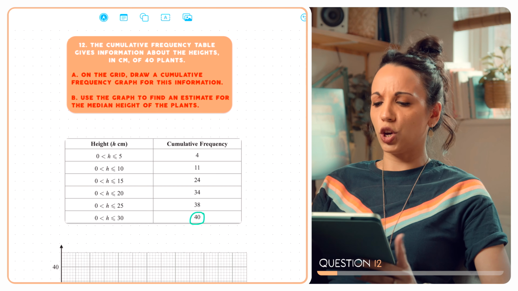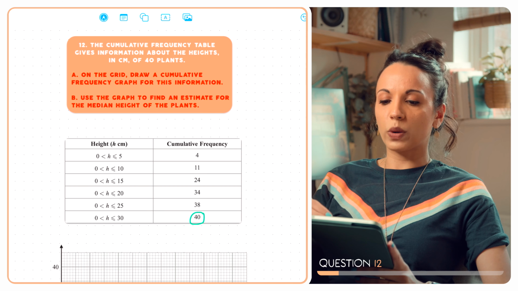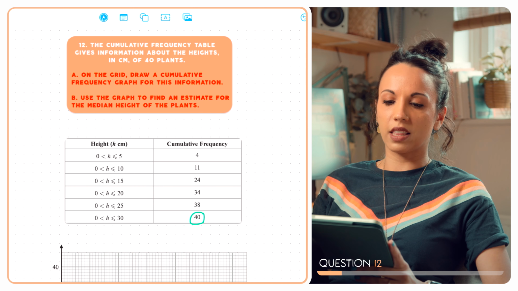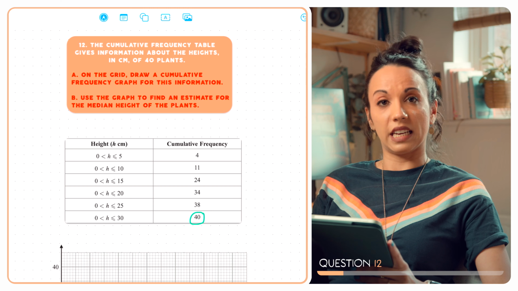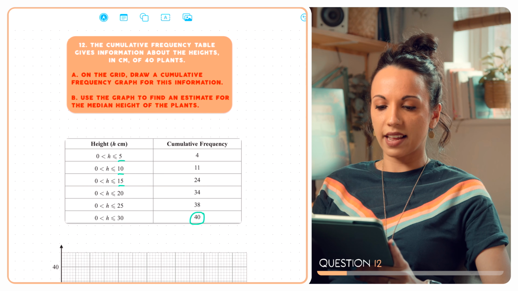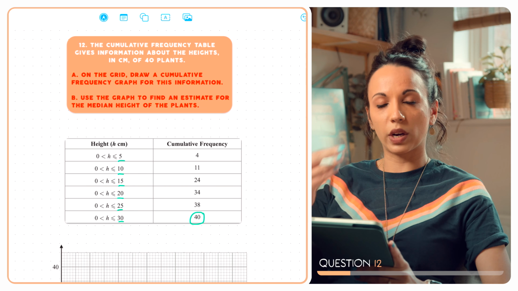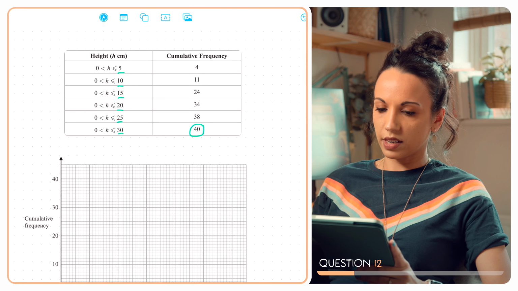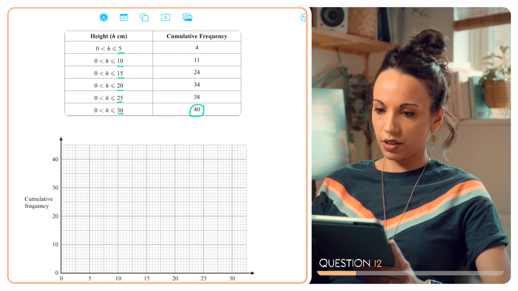So how do we plot a cumulative frequency graph? Well, we take the highest point in each segment. So in the height, we've got 0 to including 5. We're going to plot at the 5. We're going to plot the 5 at 10, at 15, at 20, at 25, and at 30. Each time we're going to plot the frequencies at the upper bound of the segment. So let's have a look at our graph.